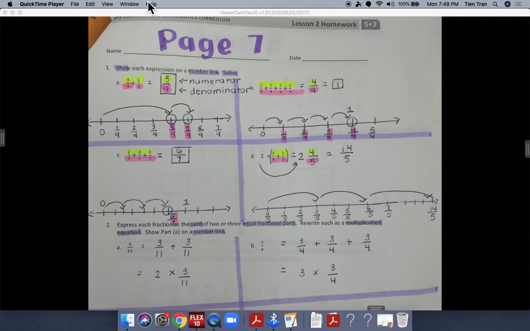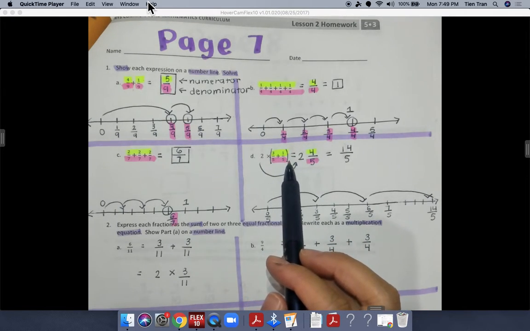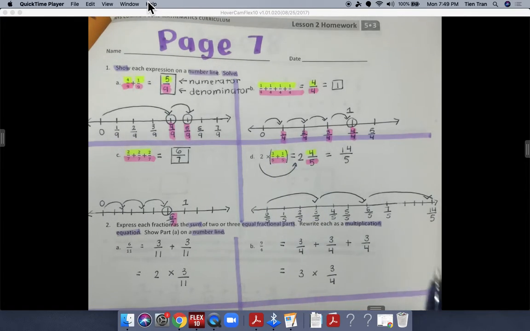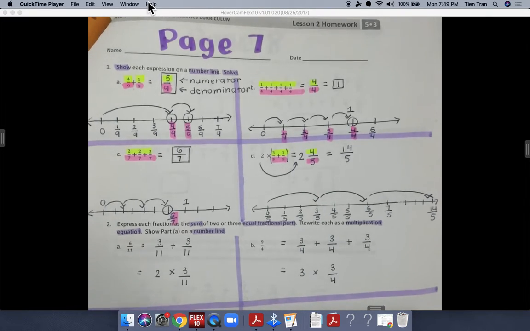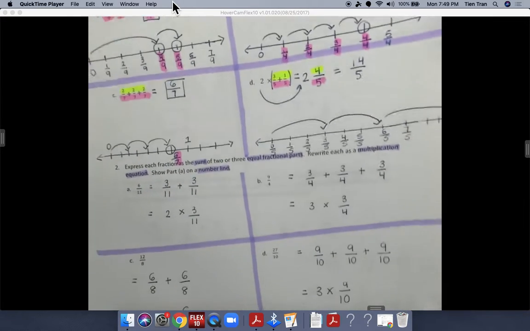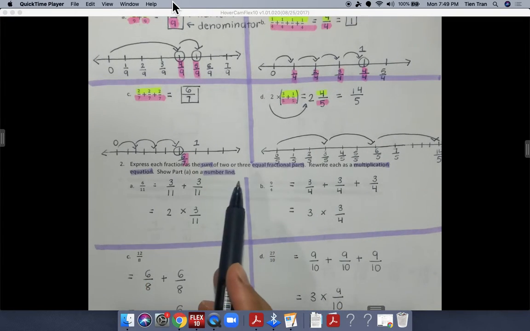Right? Because we are adding 3 plus 1 is 4, and 5 plus 5 is 5 and 5, so we have 2 times 4 fifths. So we have 2 and 4 fifths, which is 14 fifths. Yep. Okay, for problem number 2, it asks you to express each fraction as the sum of 2 or 3 equal fractional parts. Rewrite each as a multiplication equation on number line.